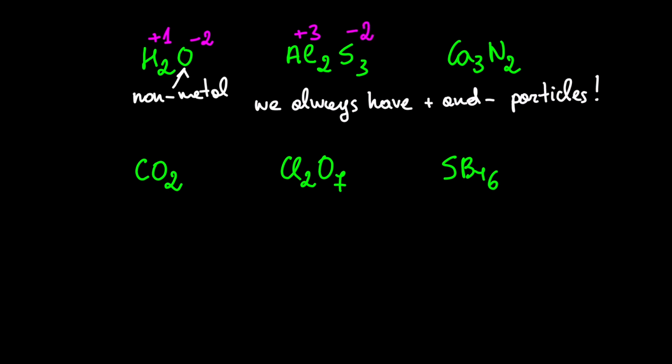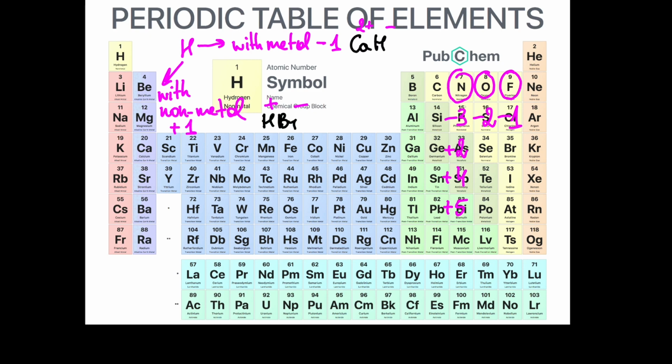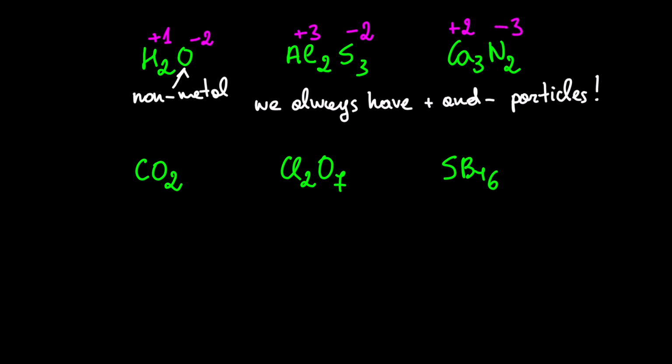What about Ca3N2? Well, calcium is in a 2nd A group, so its oxidation state is +2. And nitrogen in the 5th A group has a negative oxidation state of -3. Next we have CO2. Oxygen is always -2, but carbon's positive oxidation state can be either +4 or +2 because it's in a 4th A group.